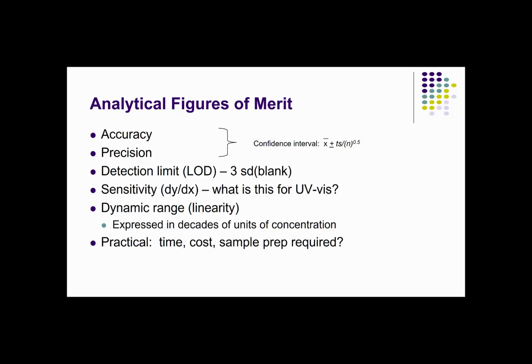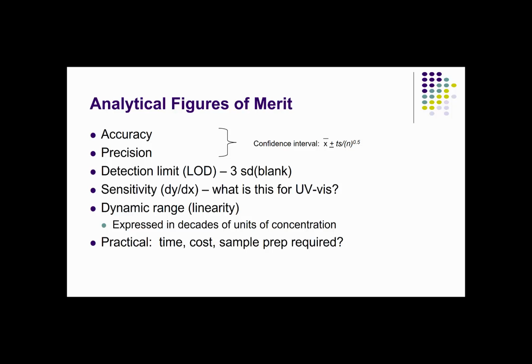Dynamic range, again, fundamentally what this concept is saying is over how many decades of concentration is my calibration curve linear? Can I expect a linear relationship between absorbance and signal? Depending on your question, you may only need 1 or 2 decades. Depending on your question, you may need it over 5 or 6. So that's the concept of dynamic range.